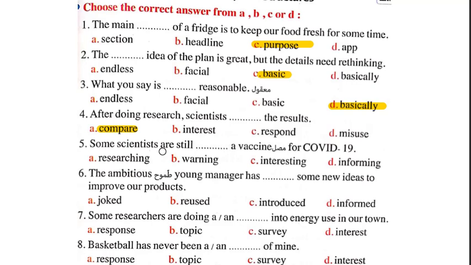Number 5. Some scientists are still researching a vaccine for COVID-19. The options are: researching, warning, interesting, informing. They are still, that's right, researching a vaccine for COVID-19.